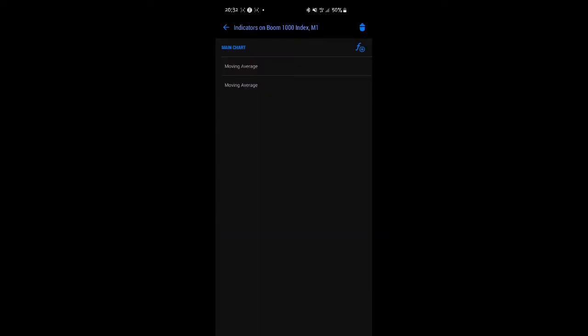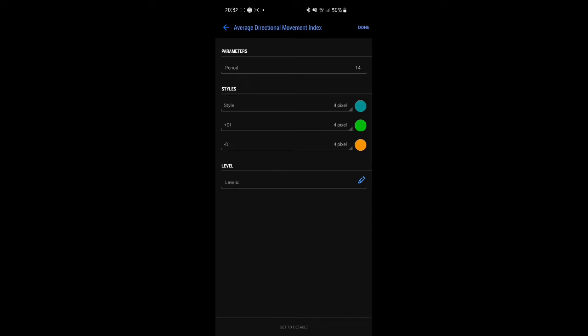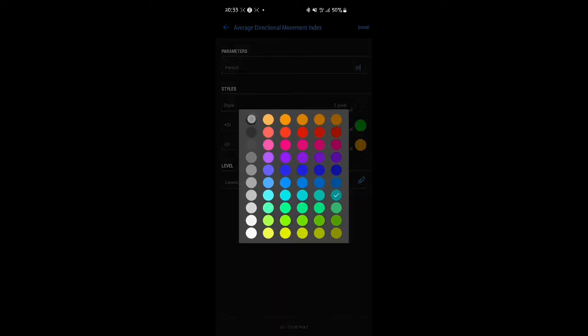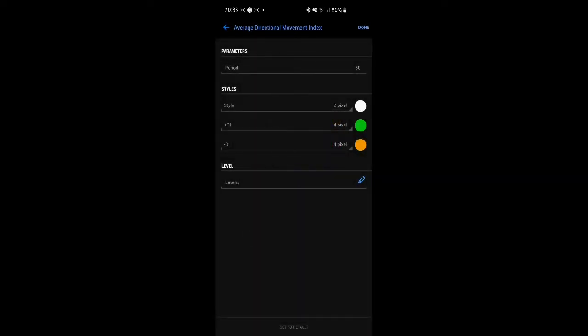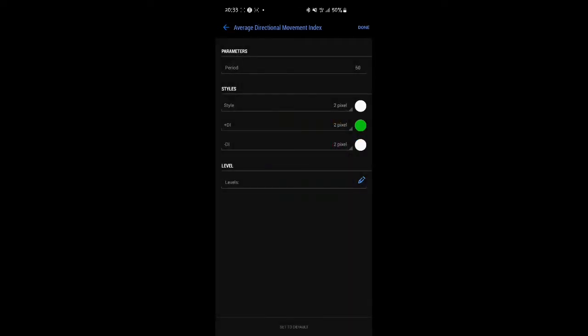So indicator one, we're going to look for the average directional moving index. That's what we're going to use. Your period is going to be period 50. Your style is 2 pixel. The color of your chart is white. Then the middle one is going to be green.